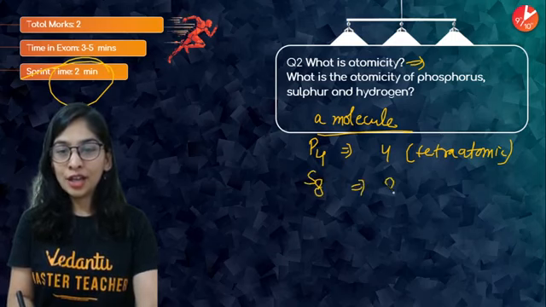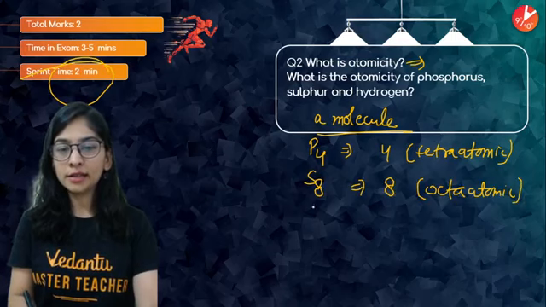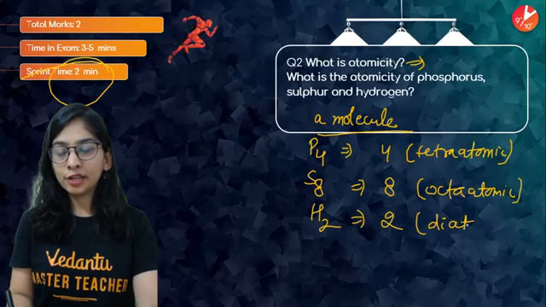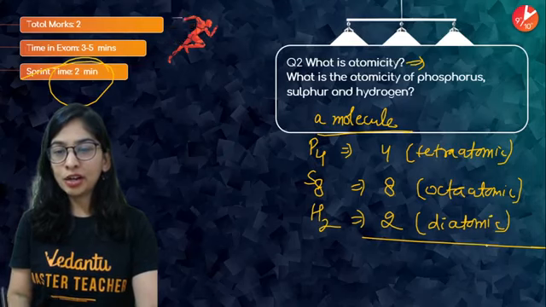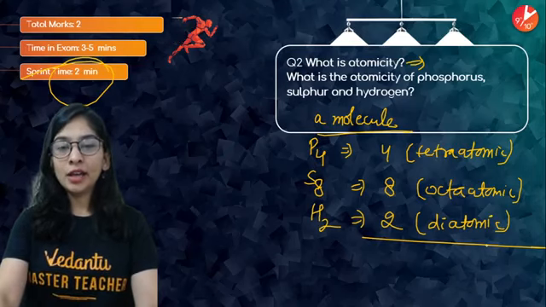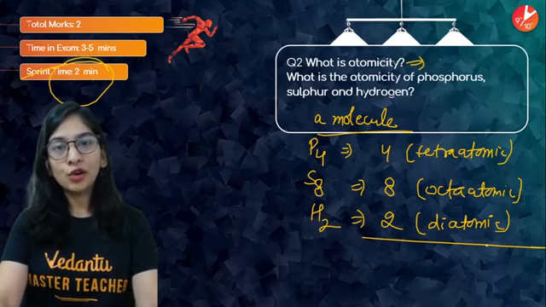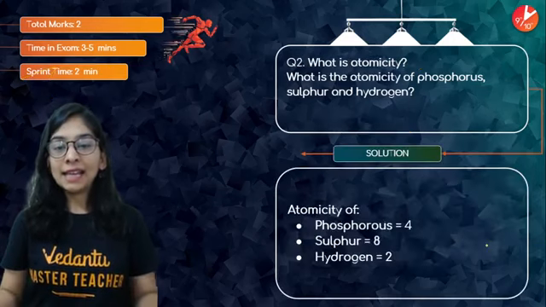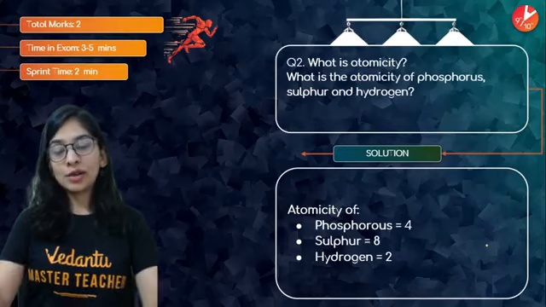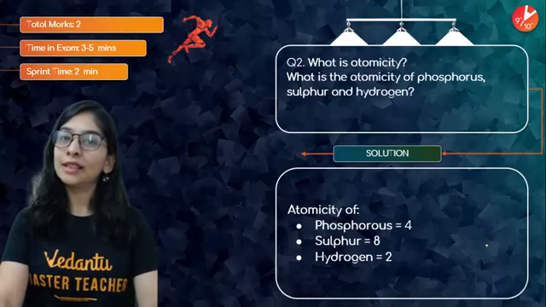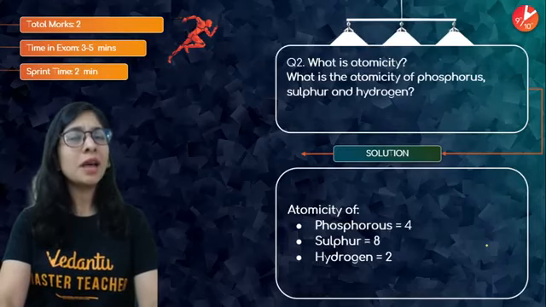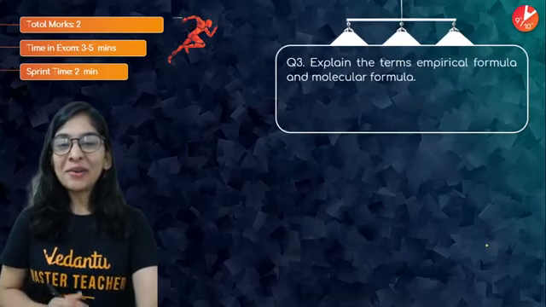Sulfur is 8, so that's octatomic. When I talk about hydrogen, that's H2, so 2, that's diatomic. All right, make sure that you got this. Easy peasy. All right, let's move ahead. Yeah, you got it right. And as I said, answers are totally attached. You can download the PDF and get all the answers and revise anytime, anywhere. Let's see question number 3.